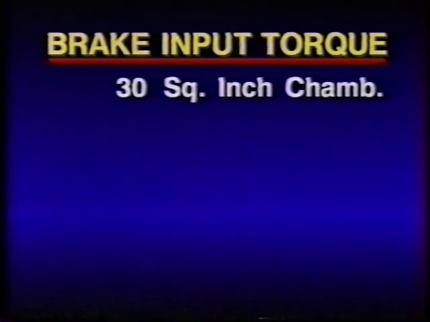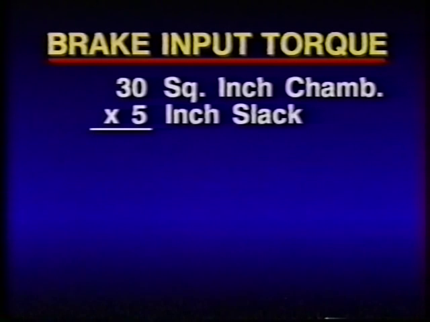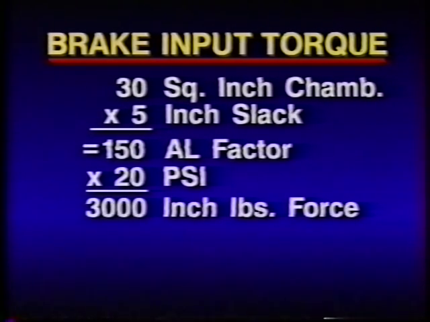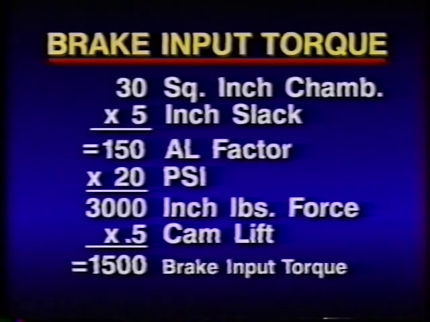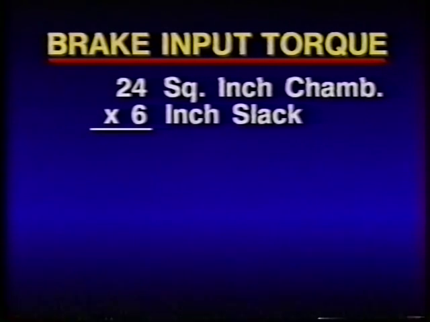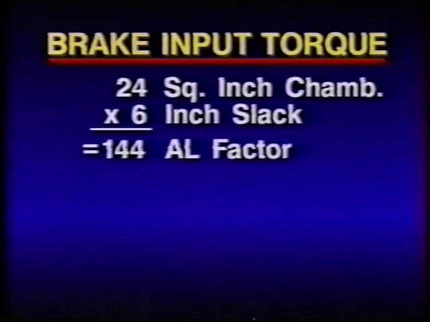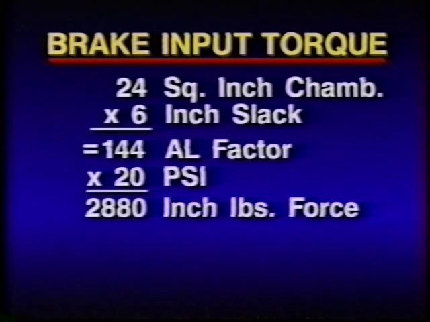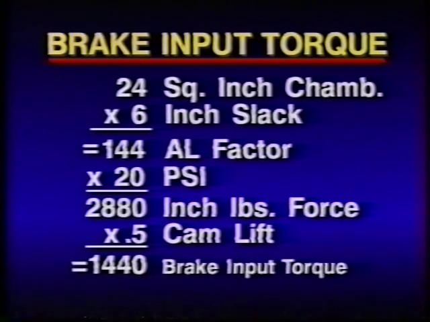For example, if the 6-inch slack adjuster in the previous example is replaced with a 5-inch slack, the AL factor drops from 180 to 150, reducing the force from 3,600 to 3,000, and the torque from 1,800 to 1,500, a 16.6% decrease. Keeping the slack at 6 inches and replacing the 30-inch chamber with a 24-inch chamber reduces the AL factor from 180 to 144, decreasing the force from 3,600 to 2,880, and the torque from 1,800 to 1,440, a 20% decrease.